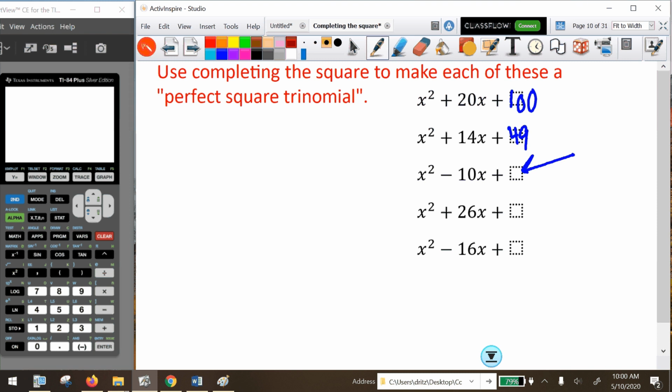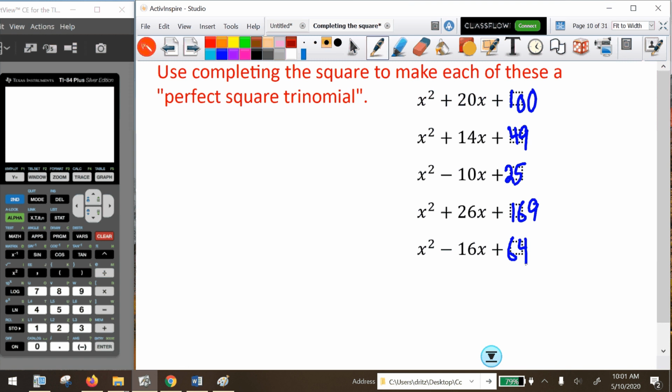What number can I put here to make this a perfect square trinomial? Half of negative 10 is negative 5. Negative 5 squared is 25. What number can I put here? Hopefully you figured it out. It is 169, because half of 26 is 13, and 13 squared is 169. And the number that goes here, if you want to try that on your own, you can go ahead, pause the video. Half of negative 16 is equal to negative 8, and negative 8 squared is positive 64.